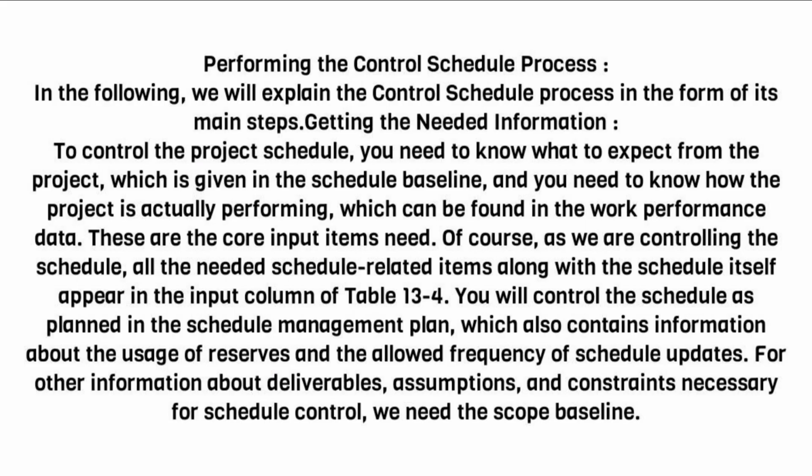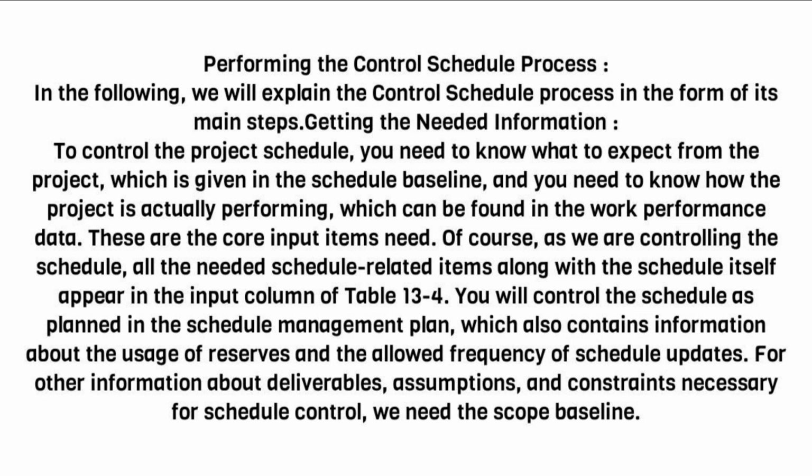Performing the control schedule process. In the following, we will explain the control schedule process in the form of its main steps. Getting the needed information. To control the project schedule, you need to know what to expect from the project, which is given in the schedule baseline, and you need to know how the project is actually performing, which can be found in the work performance data. These are the core input items needed.